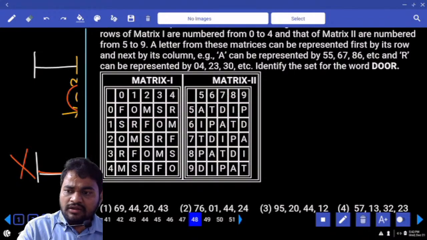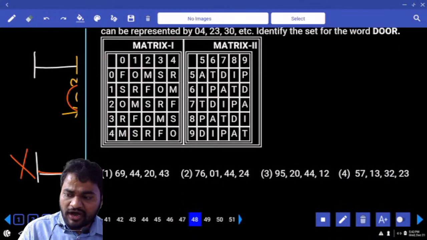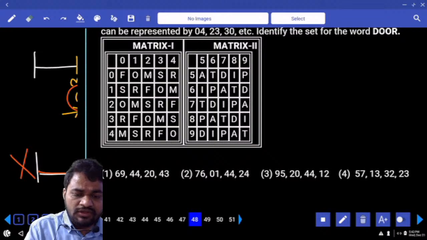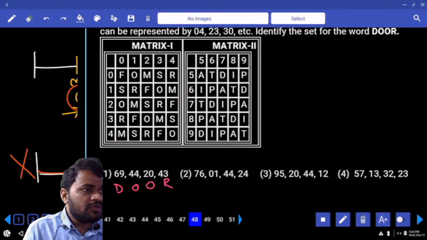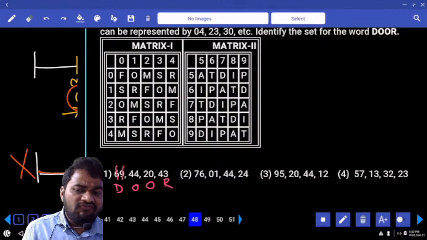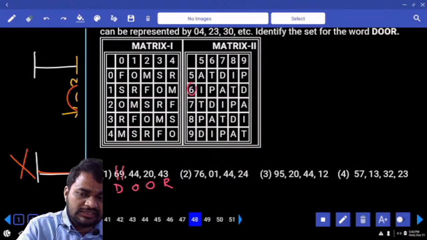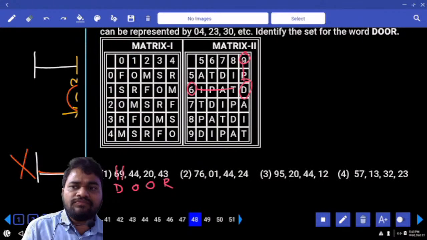Likewise, then identify the set for the word door. Through options only we need to get the answer. That means D, O, O, R. First number is 6, first by its row, that means sixth row. Next number is 9, ninth column. Sixth row, ninth column, we should have D. Sixth row, ninth column, common place is D.